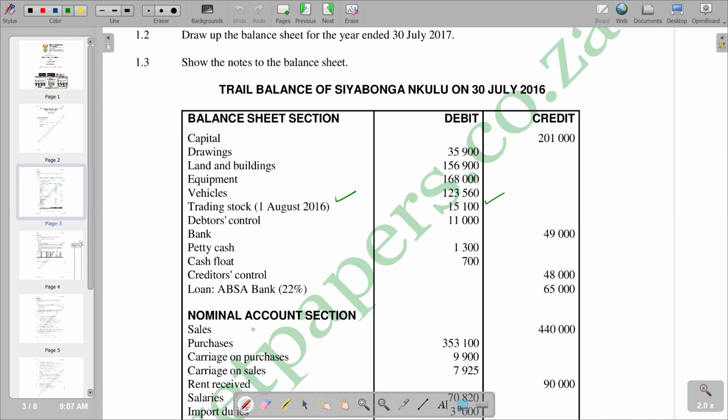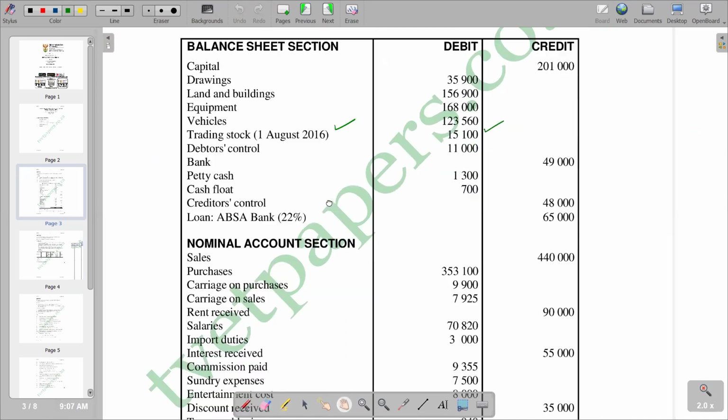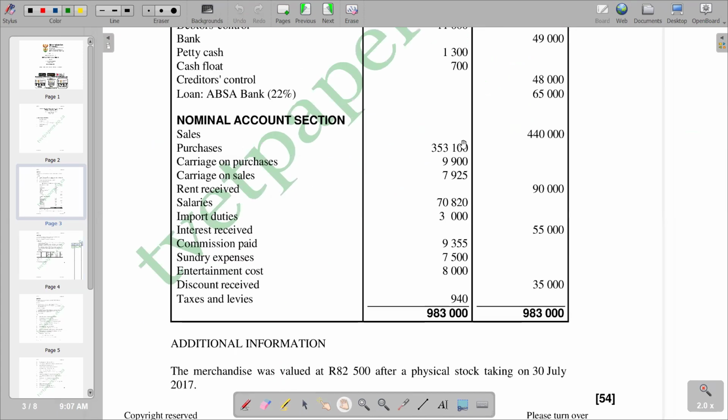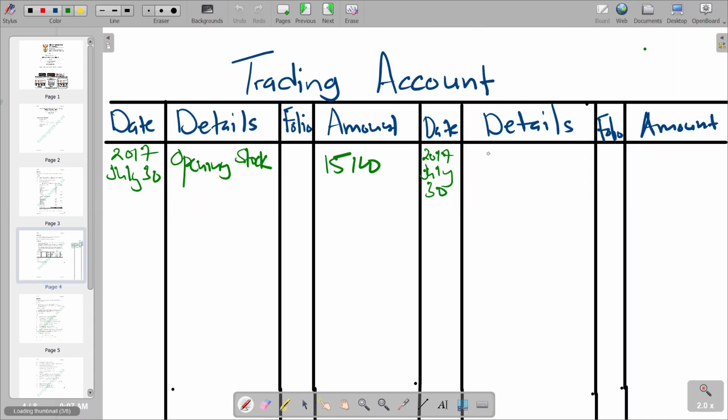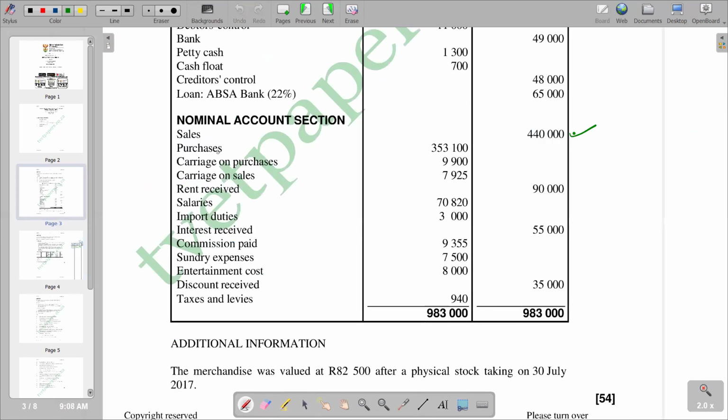We go and try to identify any other element of the trading account, so we go to the nominal account section. There we see that we've got sales, which is 440,000. For our sales, remember I said it should be on the credit side. So we go to the credit side and put sales 440,000. We go back to check another balance. After sales, we've got purchases. The purchases is 353,100, which should go to the debit side.